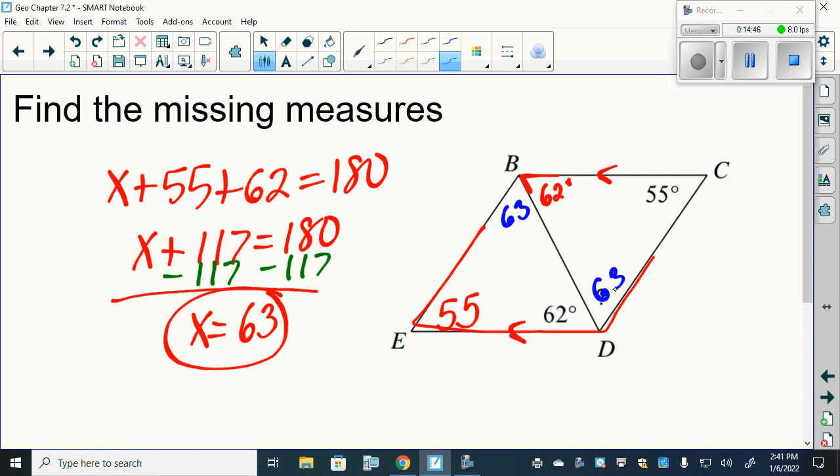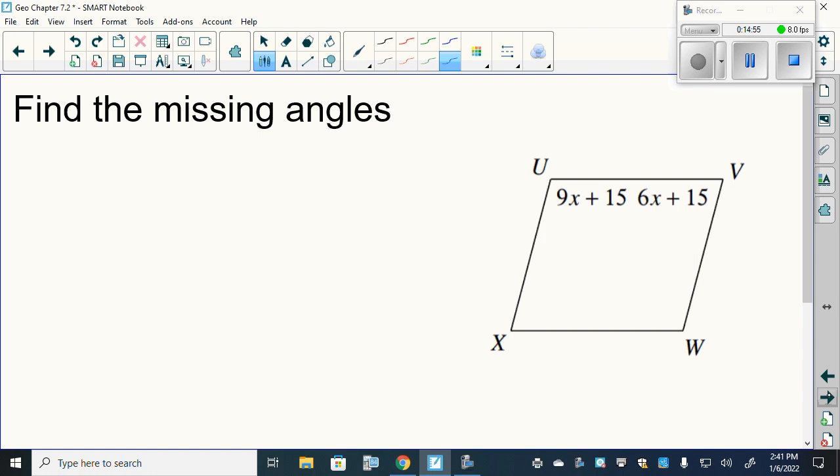Well, the next one might be considered a catch. Are you ready for the next one? Find the missing angle. What do we know about consecutive interior angles in a parallelogram? They add together to be 180.